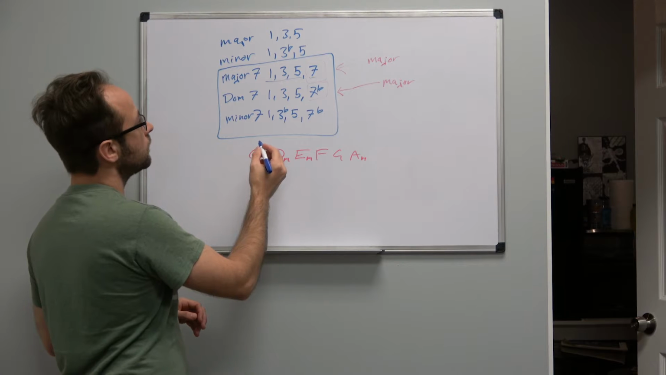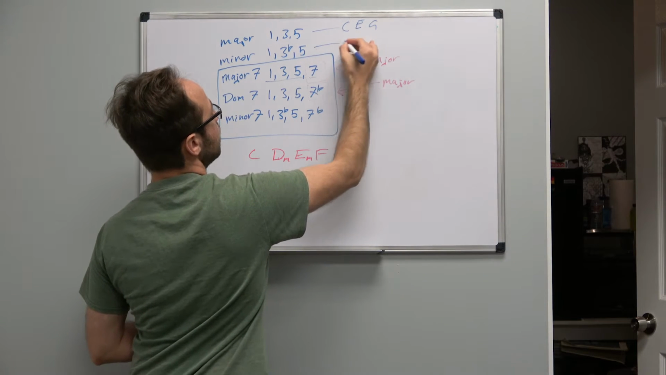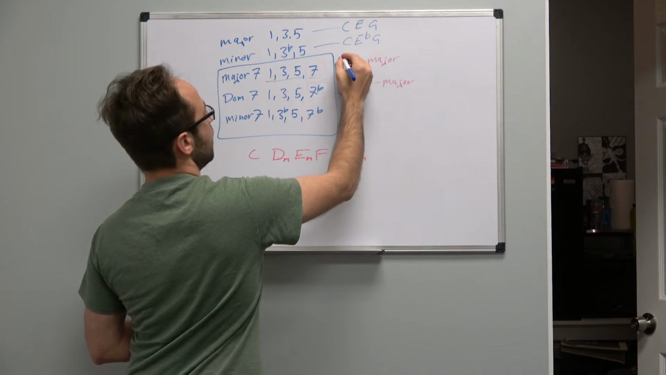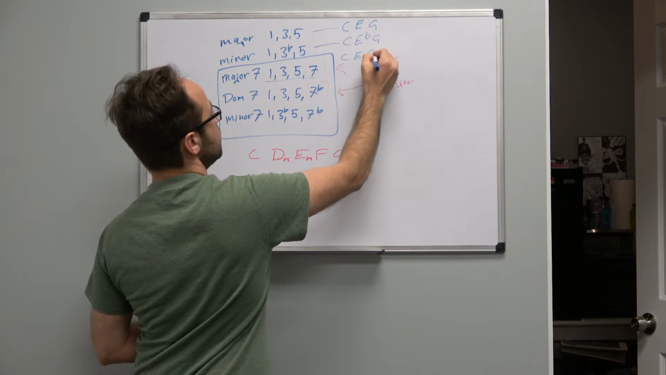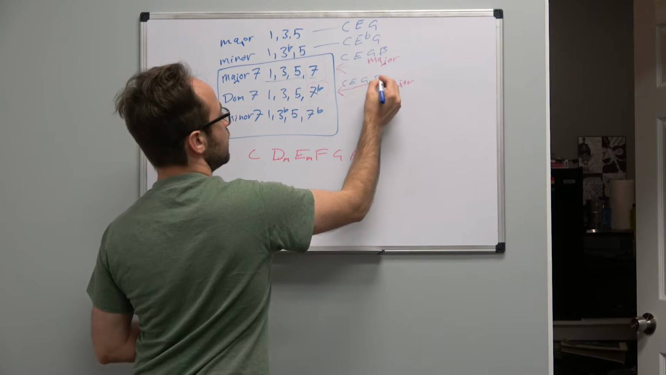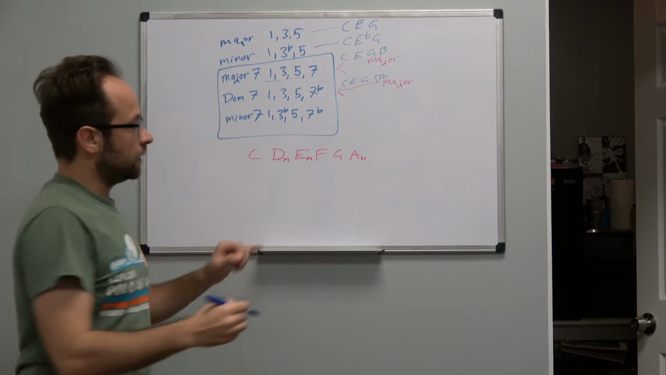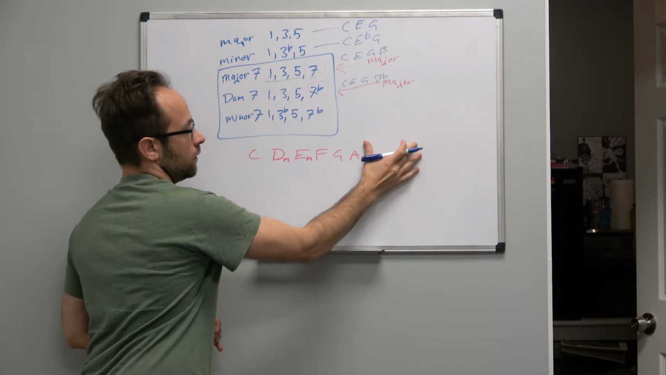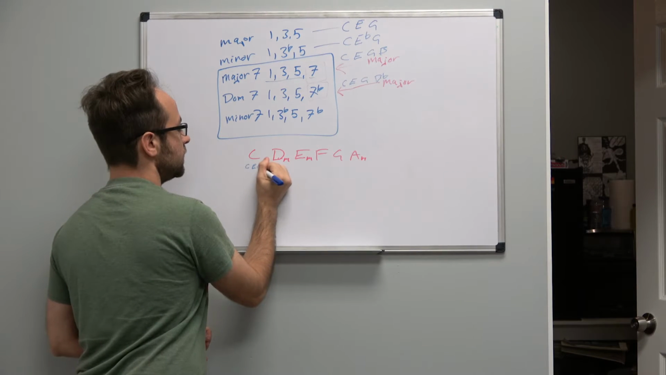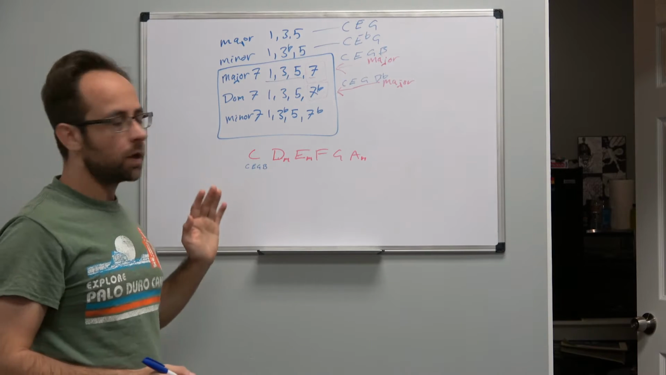So if we have a C major chord, that's C, E, G. C minor: C, E flat, G. C major 7: C, E, G, B. C dominant 7: C, E, G, B flat. Okay. In this key, there is a B. So the C chord that we could have would be C, E, G, B. C major 7. Cool. We're good.